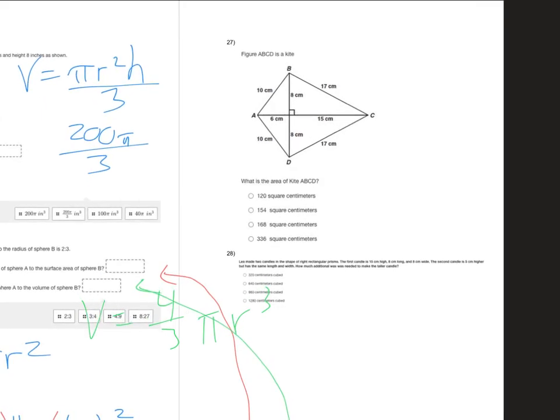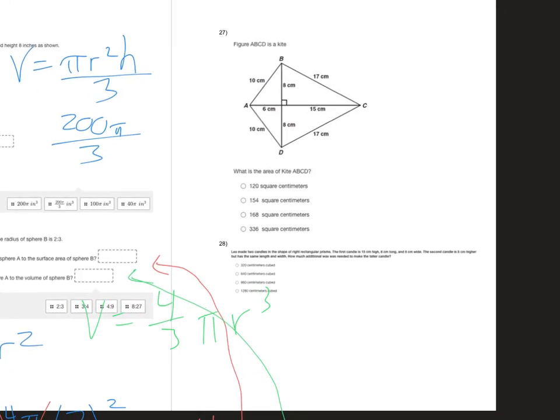Okay. Number 27. They give us this quadrilateral. They say that it's a kite, and they want to know the area of it. The area of a kite is not a formula that most of us have memorized. So the way that we're anticipating you're going to think about this is by adding up some of the smaller areas. And you could do it several different ways. You could find the area of each individual triangle and add those up. You could split it into two triangles, a top and a bottom. You could split it into a triangle on the left and a triangle on the right.